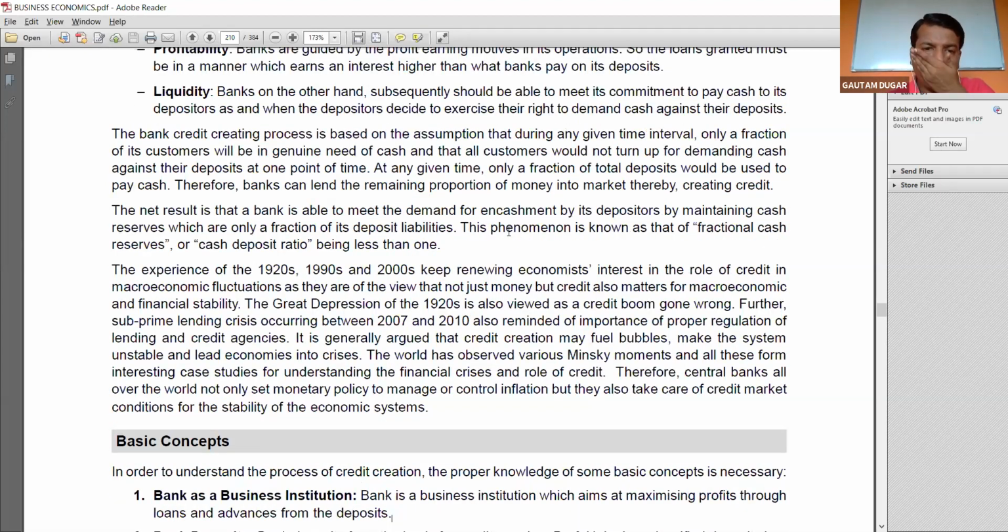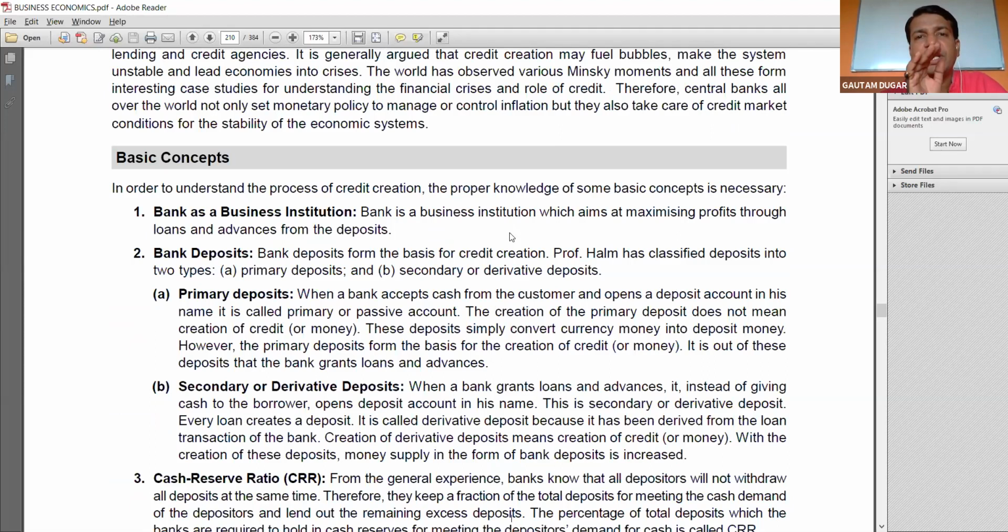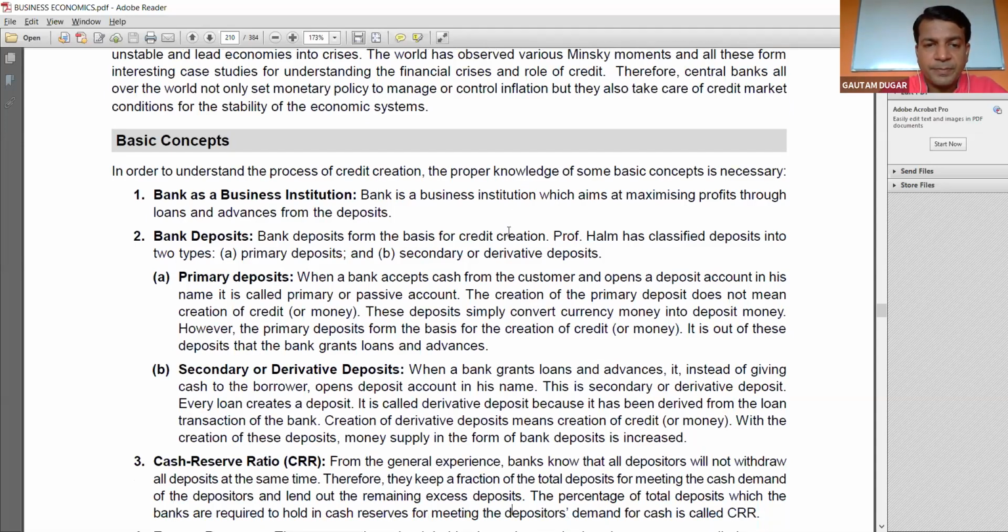Now, primary deposits and secondary deposits, we understood. Whenever a bank is getting a deposit for the first time, that is a primary deposit. And the account which is created by giving a loan, whenever the bank is giving a loan and another account is created, that is called the secondary deposit. We must know these terms: the primary deposit and the secondary deposit.